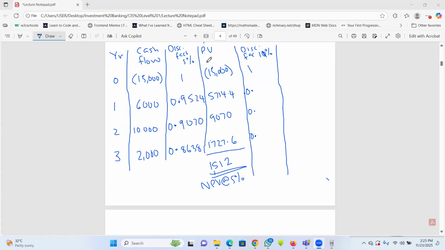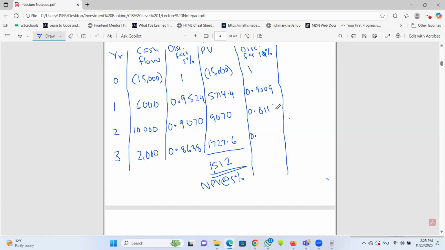Okay. I don't have a calculator with me, but it's saying for N1 it is 0.9009. Yes. N2 is 0.8116, and N3, he has not sent the last one. Okay, 0.7312? 0.731. What you wrote is correct.